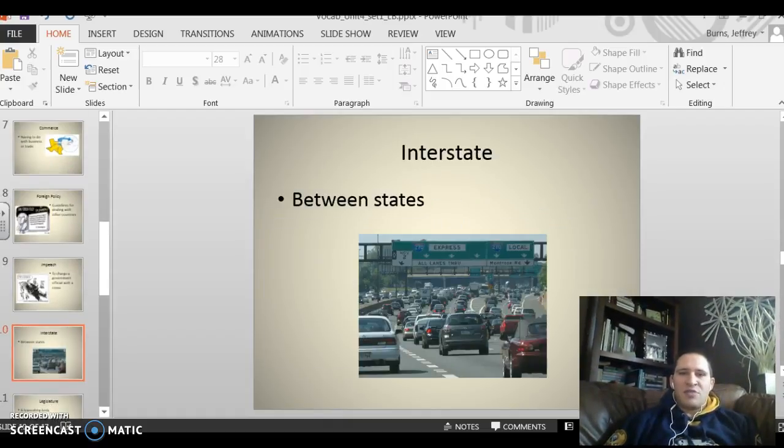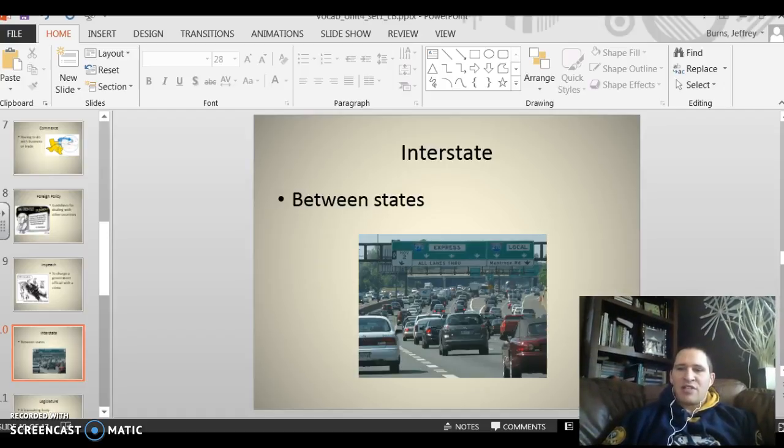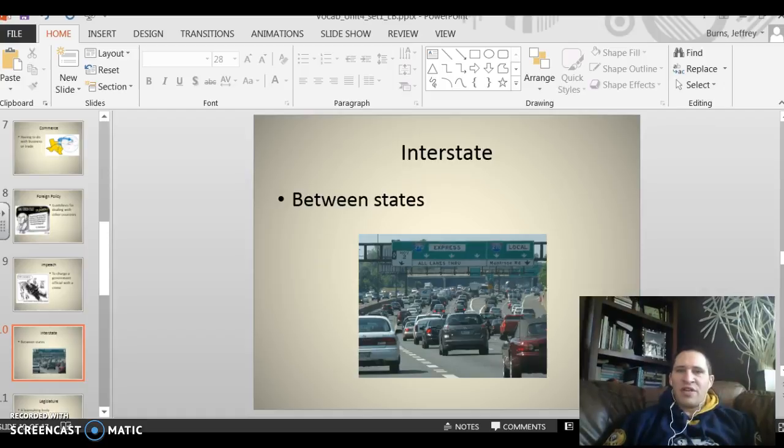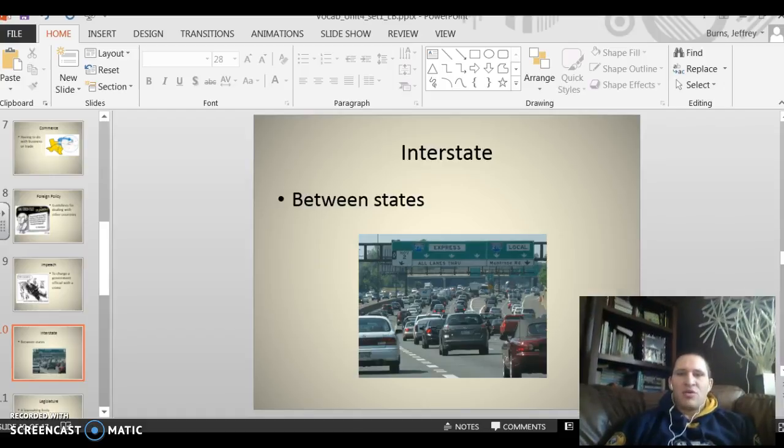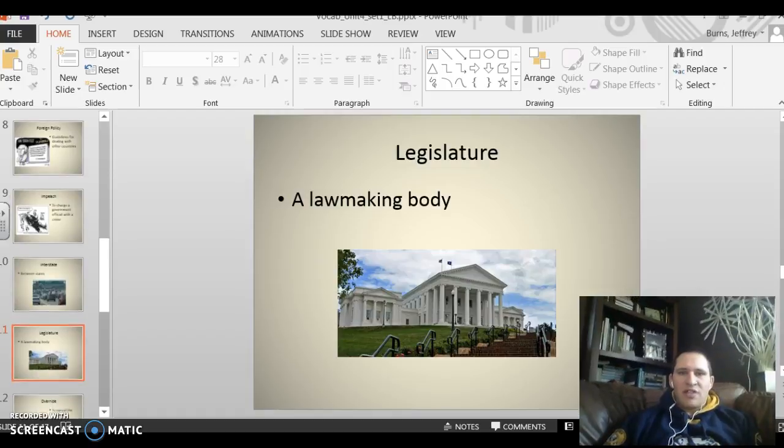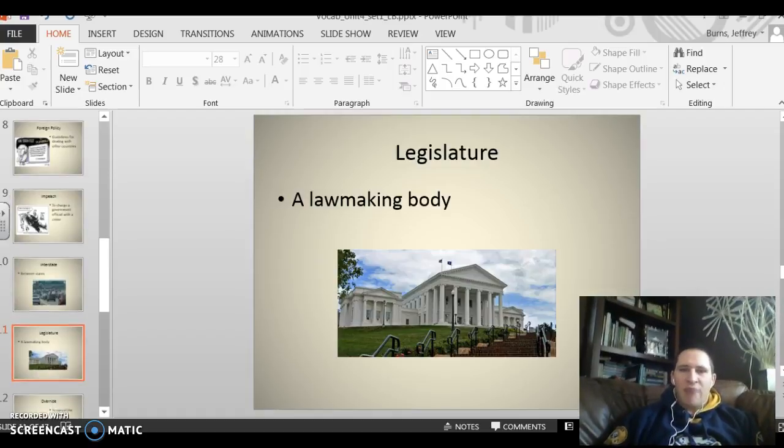All right, interstate is between states. So again, I mentioned earlier that the legislative branch at the national level is responsible for regulating trade between states. It was one of the weaknesses of the Articles of Confederation, that there was no way to do that, so it was established in the Constitution. All right, a legislature is a lawmaking body.